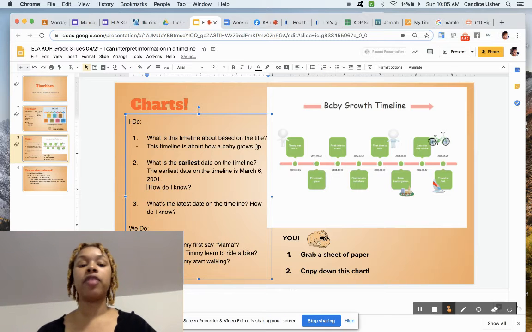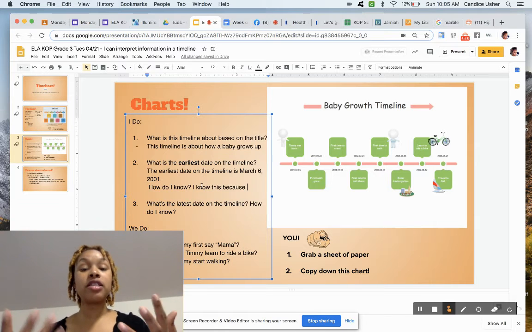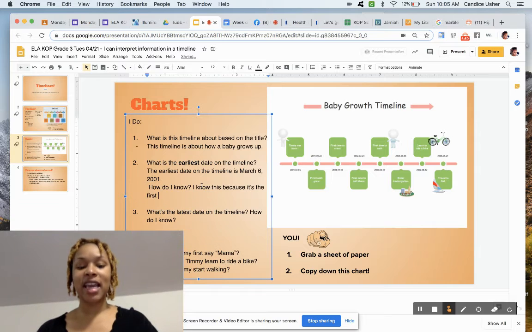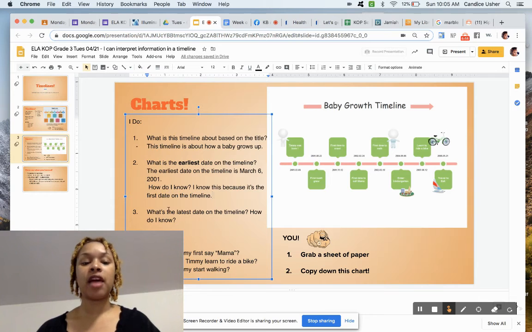A lot of you are forgetting to do this on your exit tickets. You have to answer all parts of the question. It says, how do you know? I know this because earliest would mean the first date. So it's the first date on the timeline. Okay, and that's how I know.